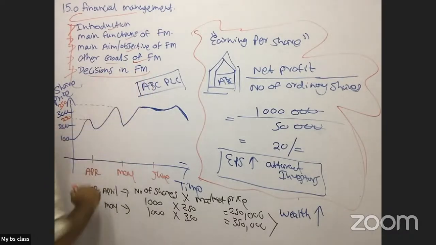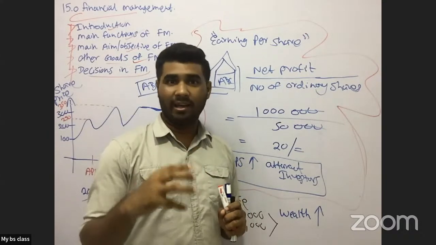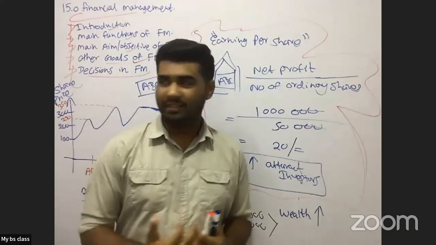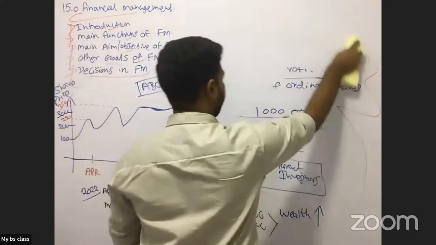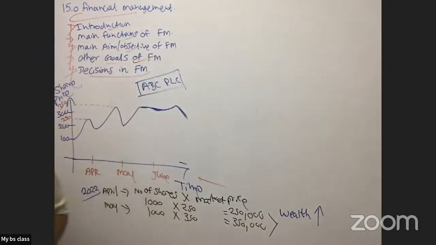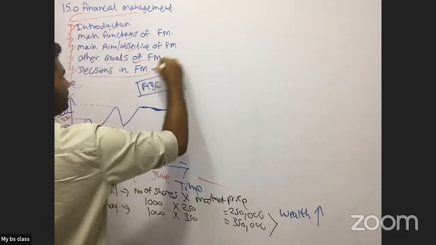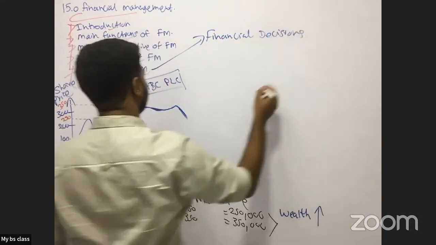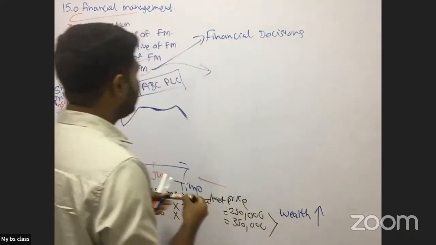And coming to the decisions in financial management, there are two decisions that you need to take. But we'll be using different names going forward. The way of obtaining funds and the way of utilizing them. The way of obtaining we call financial decisions. And then we have the way of utilizing or investing the funds, which we call investment decisions.